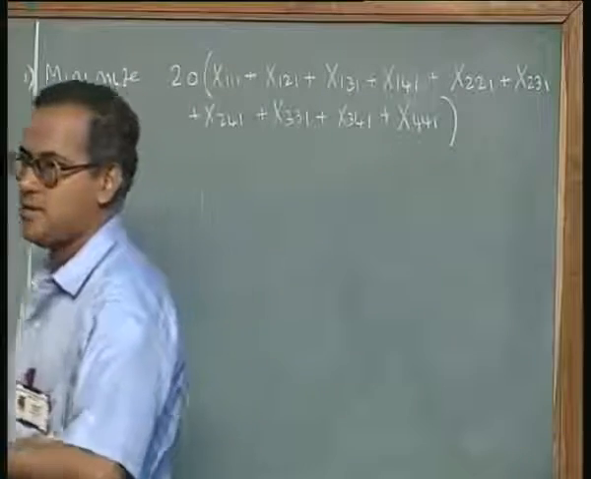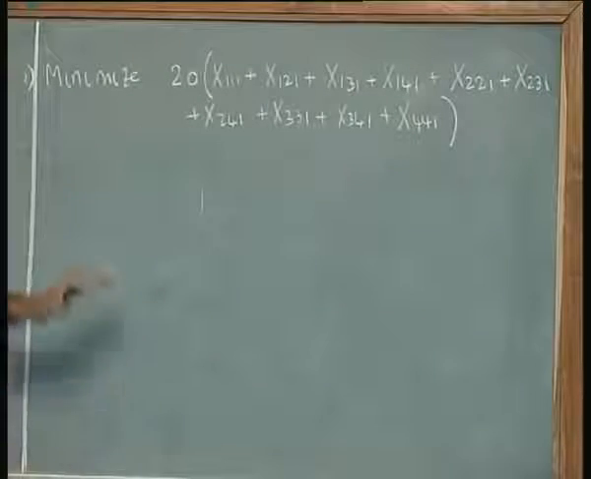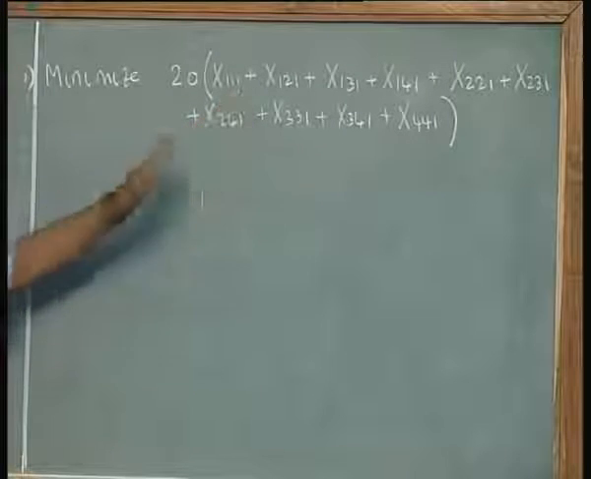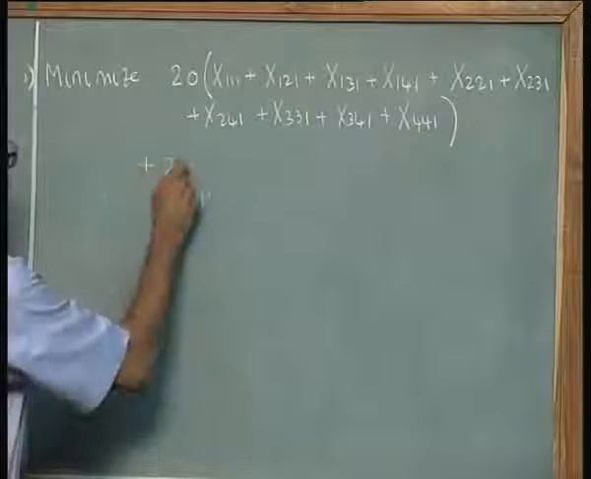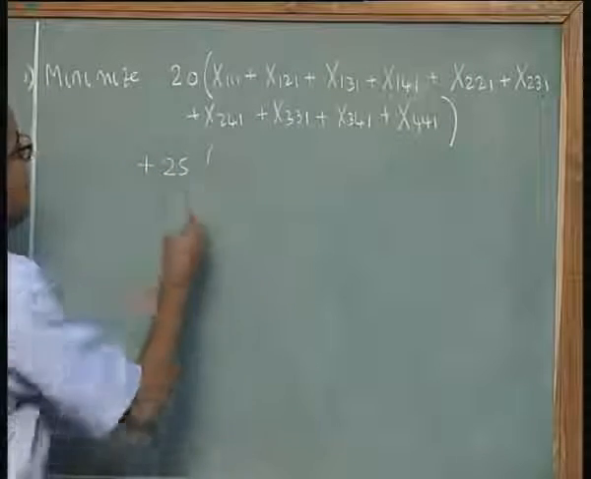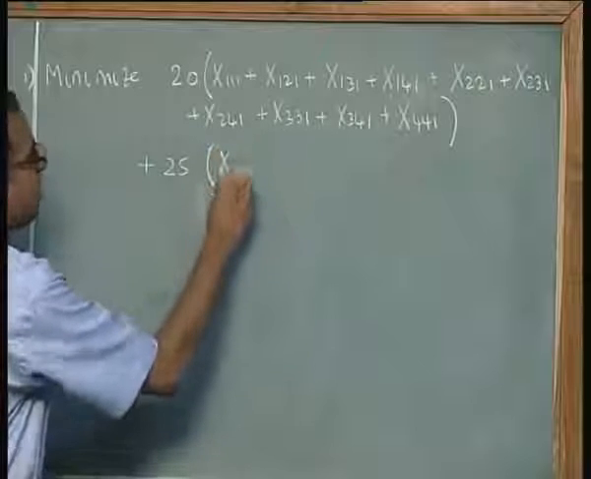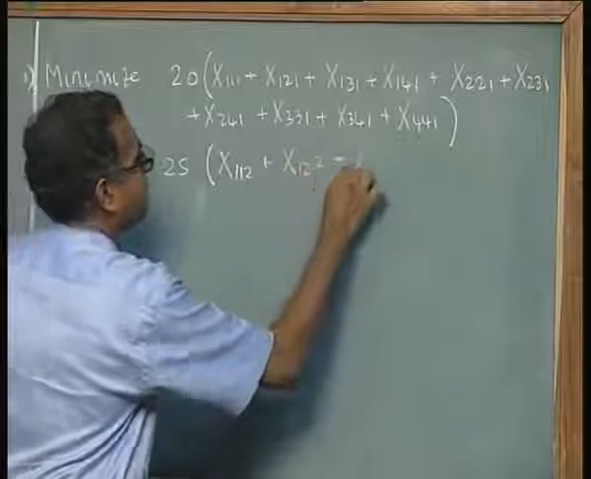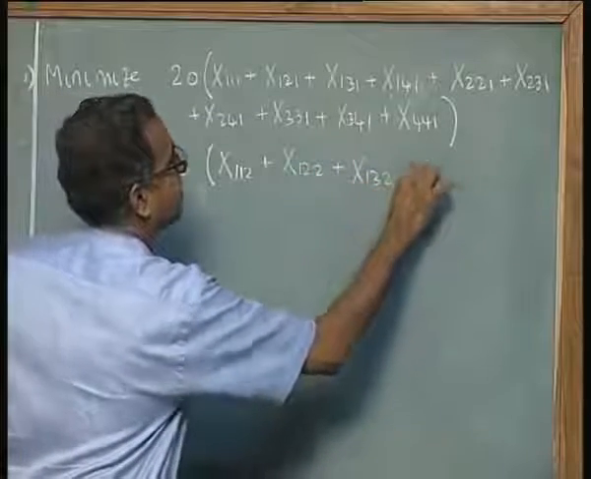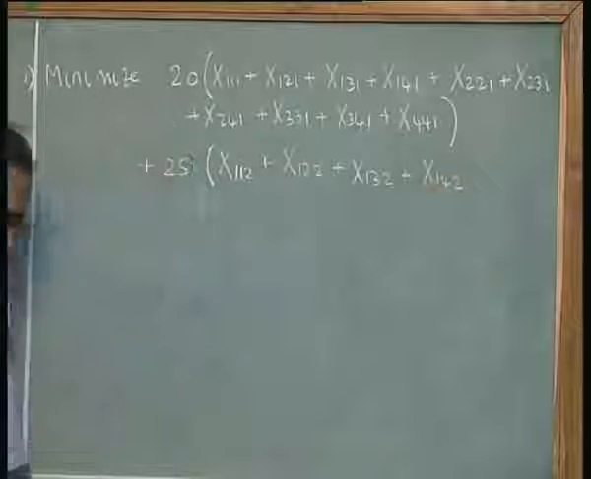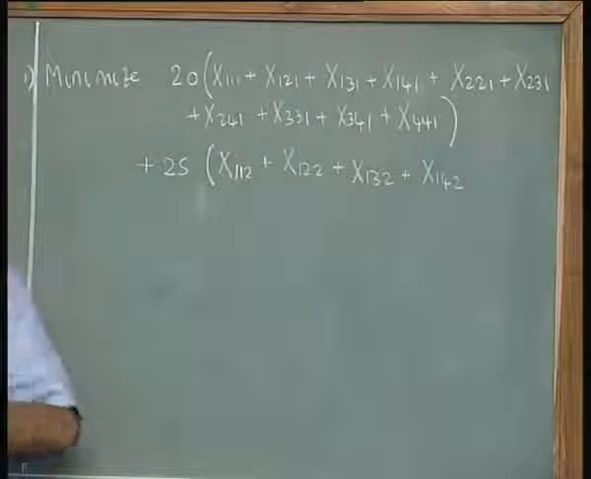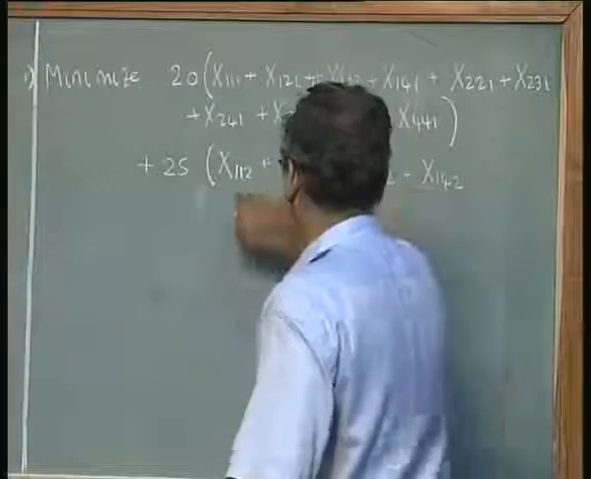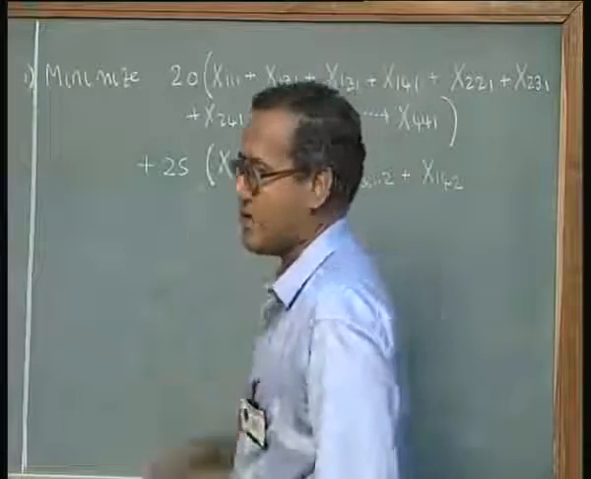Now, I have to write a similar term for the overtime production. The only difference is the third subscript k will become 2 instead of 1. So, I will have plus 25 into x112 plus x122 plus x132 plus x142. These 4 terms represent overtime production to meet the demands of months 1, 2, 3 and 4. k equal to 2 implies overtime.